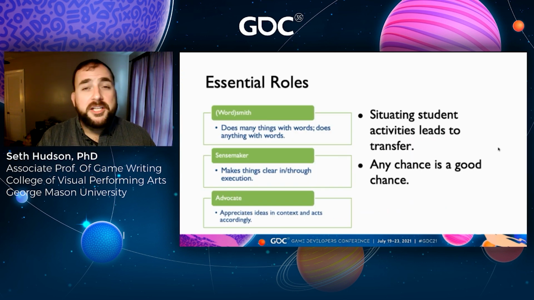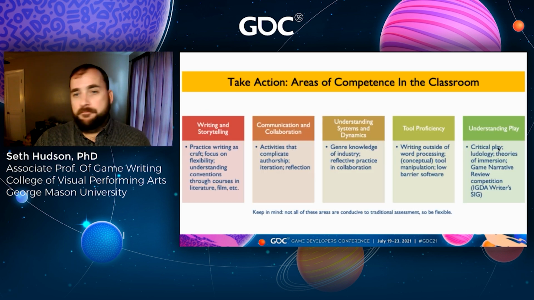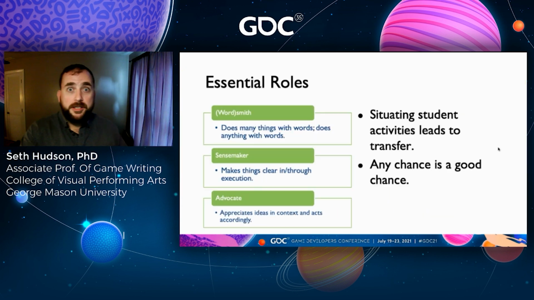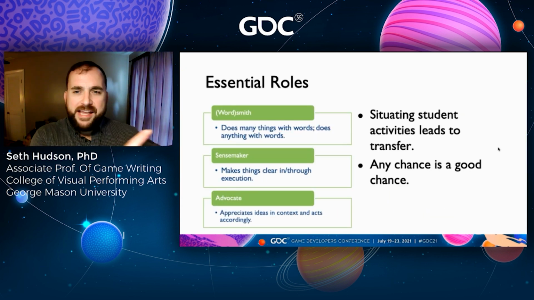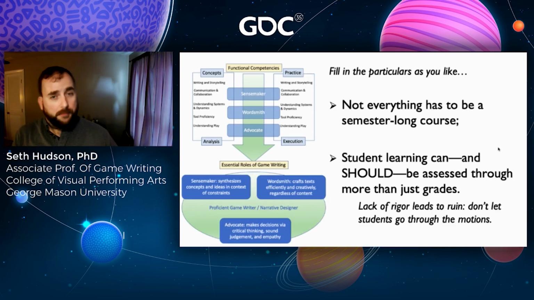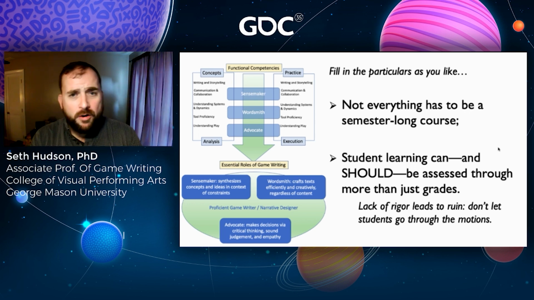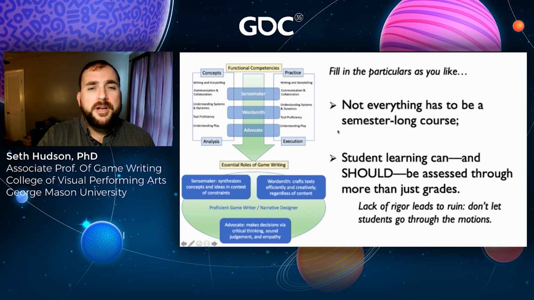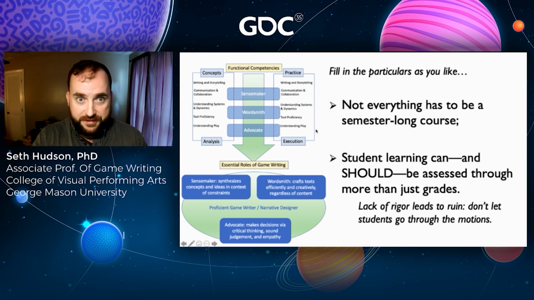Okay. Essential roles. This is the next piece that allows me to tie these things together. We're looking at the wordsmith, sense maker, and advocate. These are the different roles at different times, where our five areas of competence, our functional competencies, are all deployed. This can be very useful when we're not just thinking about courses in game writing, but when we're thinking about the larger curriculum.